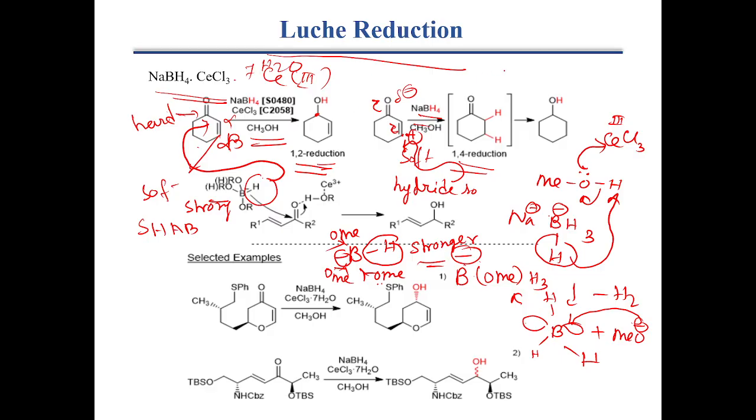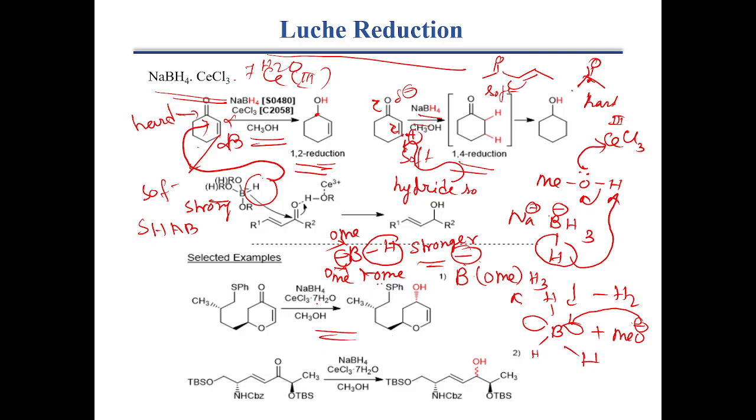A compound which is electronically biased is a soft electrophile, while one which is not electronically biased, such as acetone, is hard. So this is not electronically biased. There is no double bond and no resonating structure can happen. So that's why it is strong or hard. But whatever has a double bond or is electronically biased, or can form a resonating structure, is called soft. Due to the hard-soft interaction, the Luche reduction happens at the 1,2 position. So this is the example.